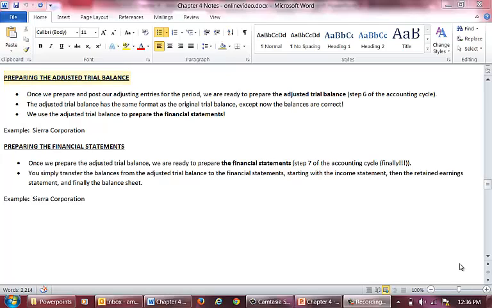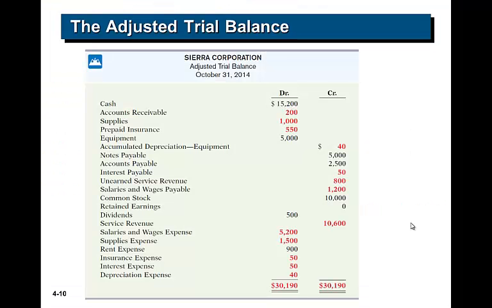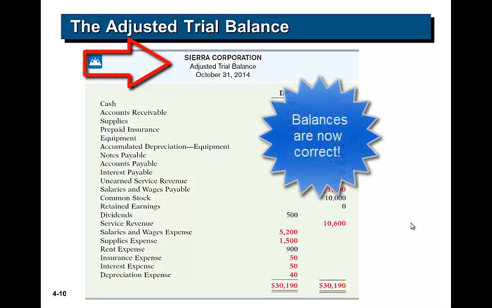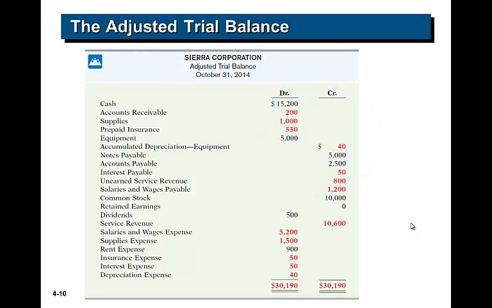The adjusted trial balance has the same format as the original trial balance, but now all of the balances are correct. We use the adjusted trial balance to prepare the financial statements. Here is the adjusted trial balance for Sierra Corporation. It looks very similar to the original trial balance, but now the balances are correct. The corrected balances are in red.